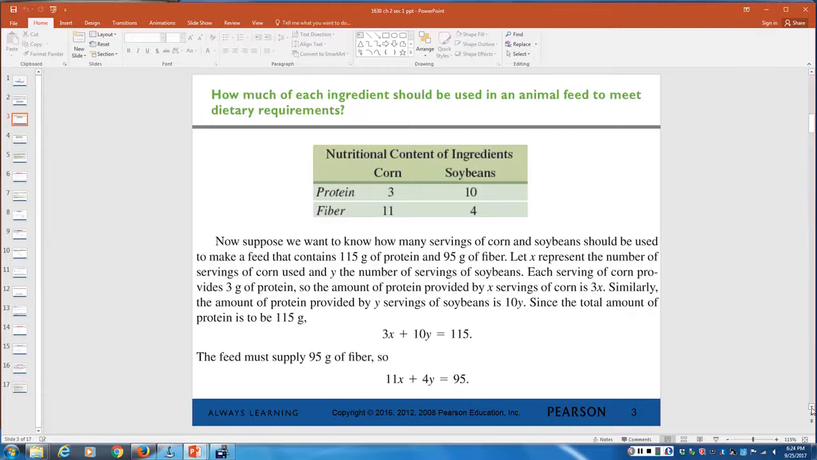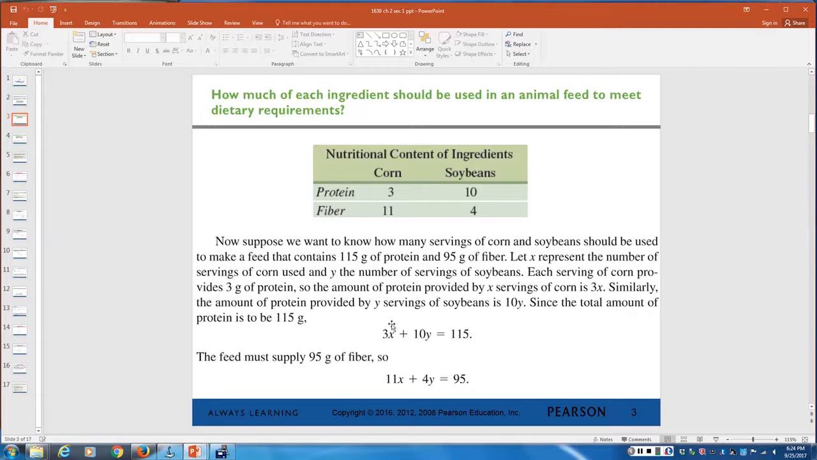So you let X represent the number of servings of corn used, and the number of servings of soybeans is going to be Y. And a serving of corn produces 3 grams of protein, so the amount of protein provided by X servings of corn would be 3 times X. And by the same token, Y servings of soybeans will give you 10 times Y amount of protein. Now, you need the protein amount to be 115 grams.